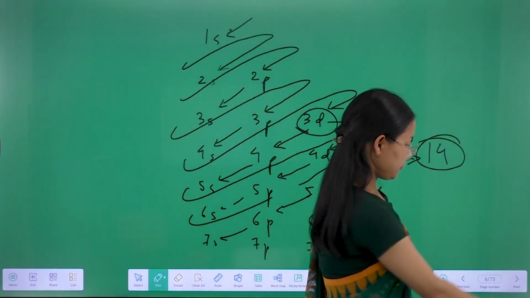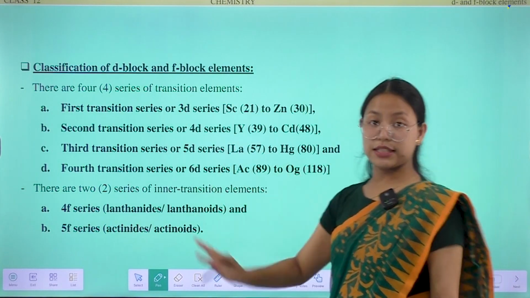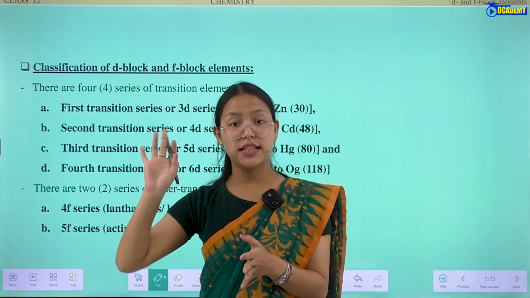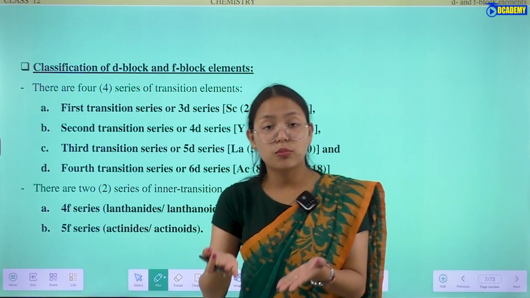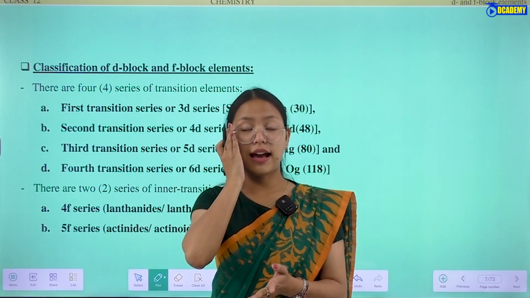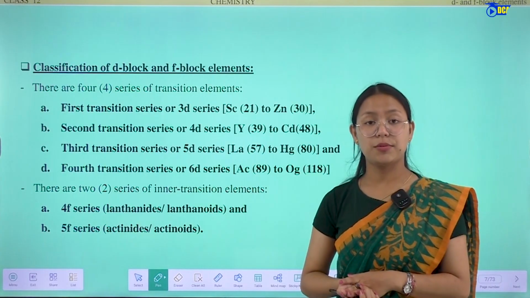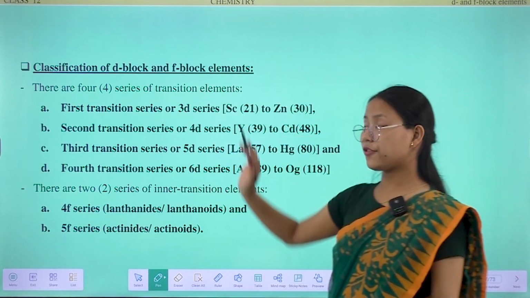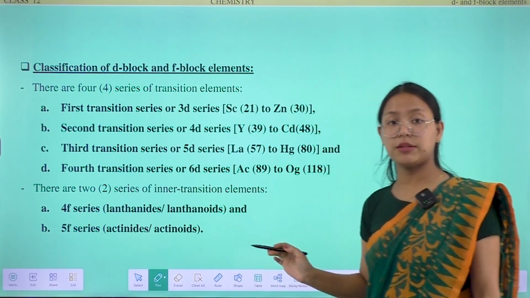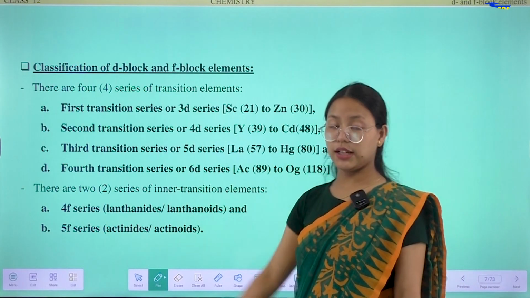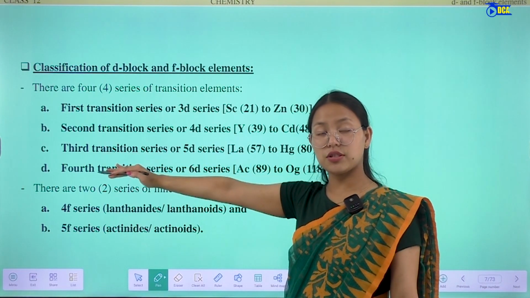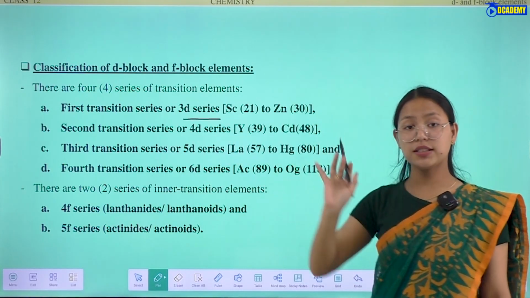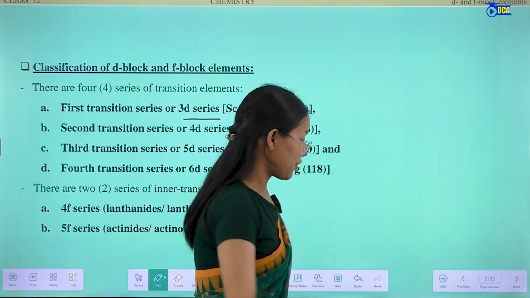Now let's go to another slide. Here in this classification, I'm showing you the d block series, and we are going to study in more detail the first row transition series. In the classification of the d block and f block elements, the d block has transition series: the first, second, third and fourth. The first transition series is the 3d series, as I will show you again in the previous slide.